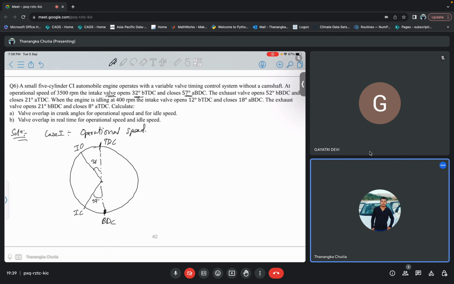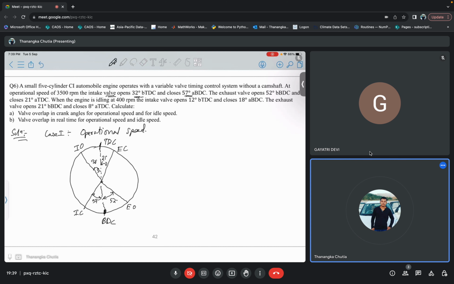Similarly, your exhaust valve opens 52 degree before BDC. This is your 52 degree, and this is when your exhaust valve opens. And what it is telling us is that the exhaust valve closes 21 degree after TDC. So exhaust valve closes 21 degree after TDC.